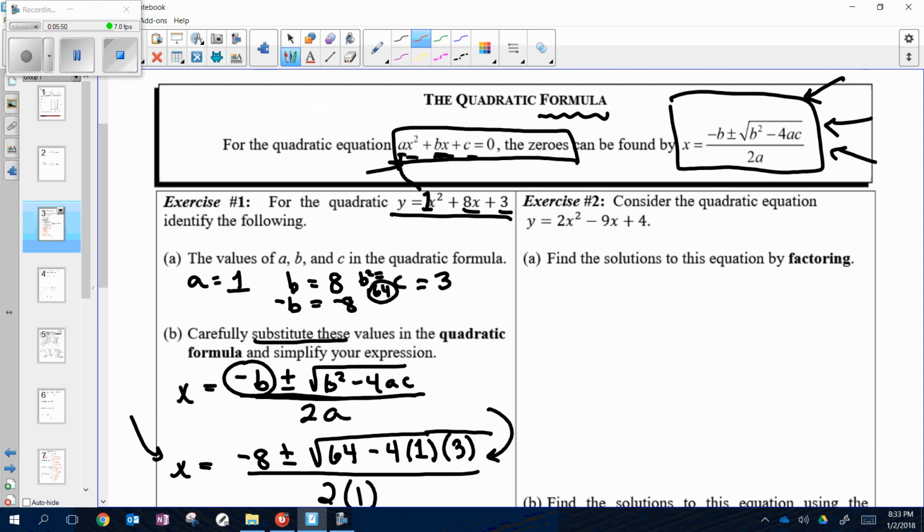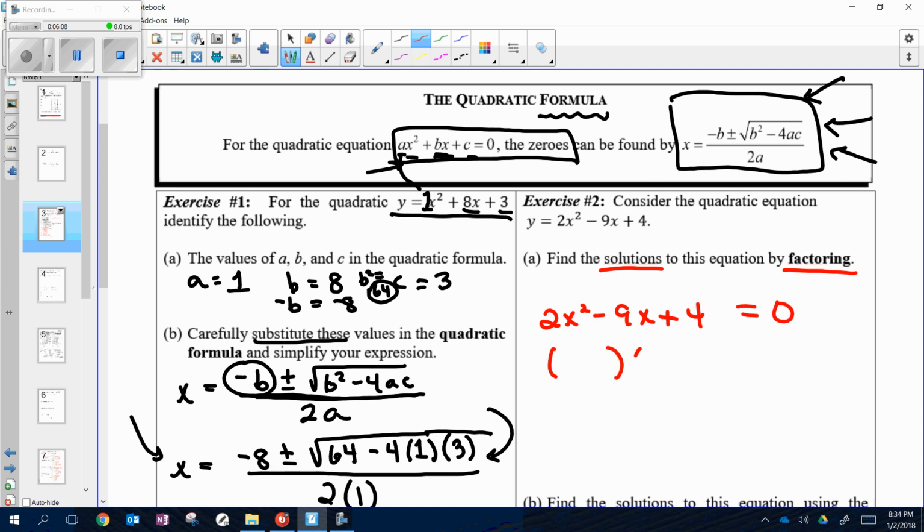Let's try another one. Consider the quadratic equation. Find the solutions to this by factoring. All right, so they don't want us to use this lovely formula. We're not going to even have to sing a song. We're just going to say 2x squared minus 9x plus 4 equals 0.